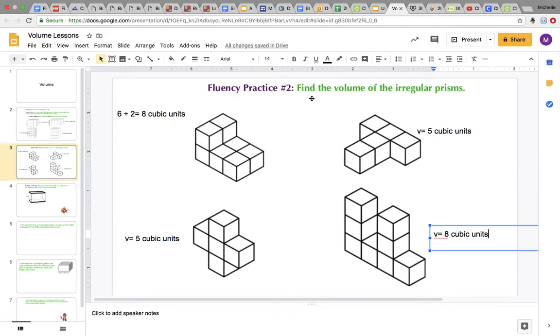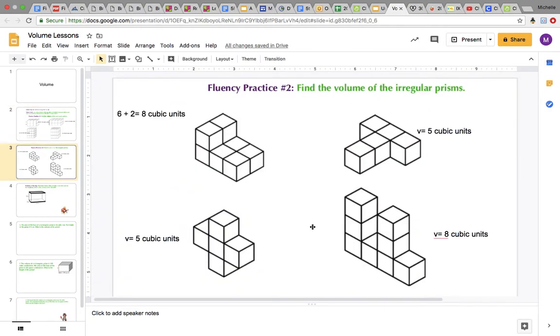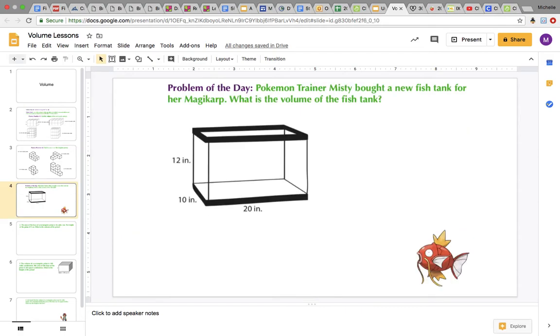Okay, so there's a couple ways you can do this. You can mark off each box as you count them. You could add the layers like we did in our first problem, or if you just want to try and count them and hope for the best, go for it. All right, let's talk about some real world problems here.